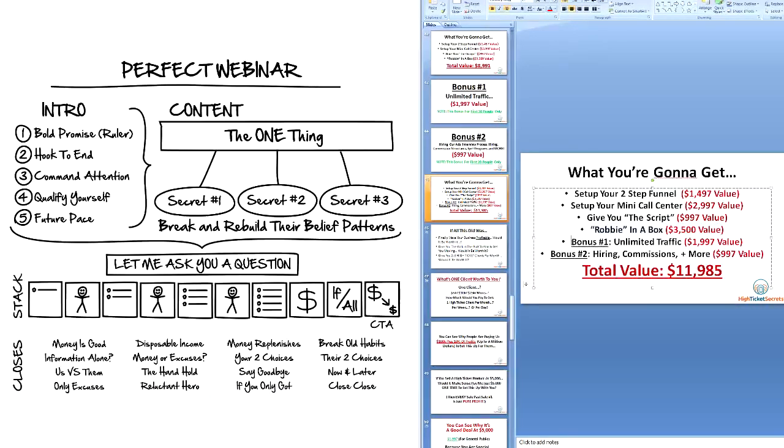Then I say, plus you're going to now get bonus number 1, which is unlimited traffic, which is the $1,997 value. Plus you get bonus number 2, which is hiring commissions and more for $997. So now the total value of this package is $11,998. Okay, you guys have probably seen me do this before, right? Or you've seen other presenters, okay? It's kind of cheesy, right?